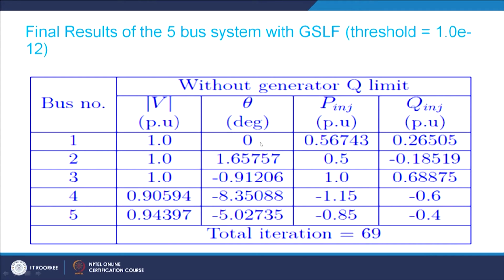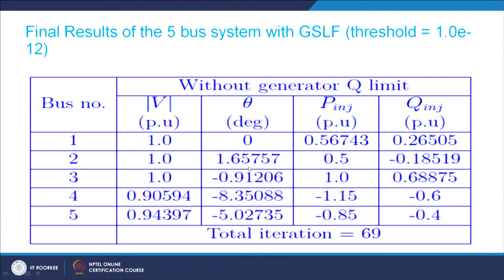For bus 1, that is the slack bus, its magnitude is retained at 1.0 and angle is 0. In fact, this angle is actually acting as the reference. So all these angles are being calculated with respect to this angle, and the magnitudes of these voltages are this, and these angles are given. Now these are the injected powers at bus 1.